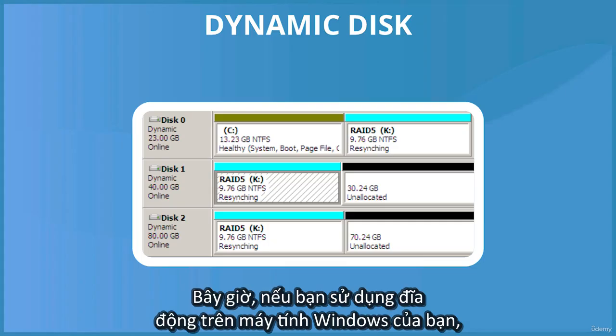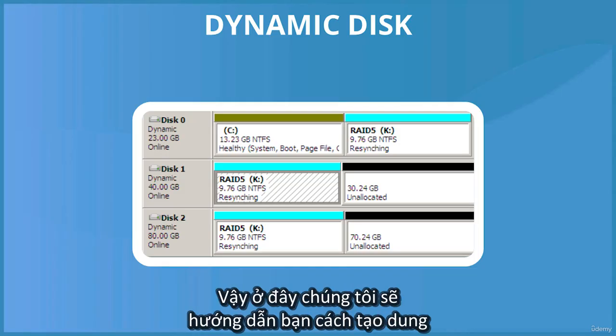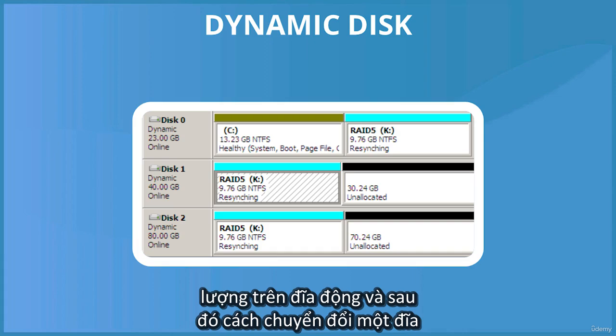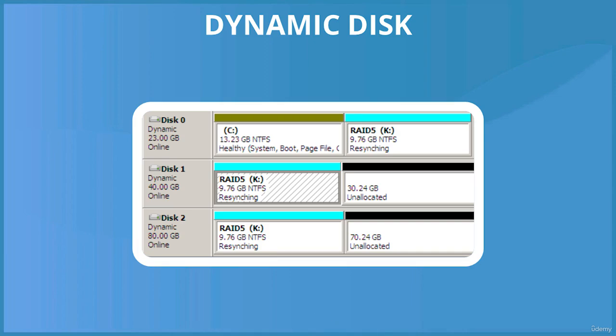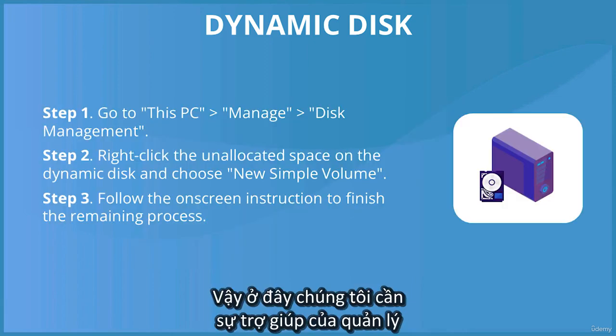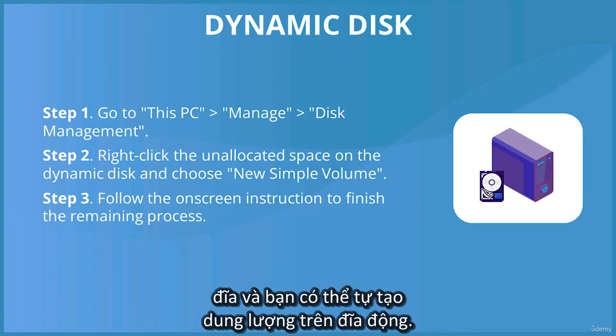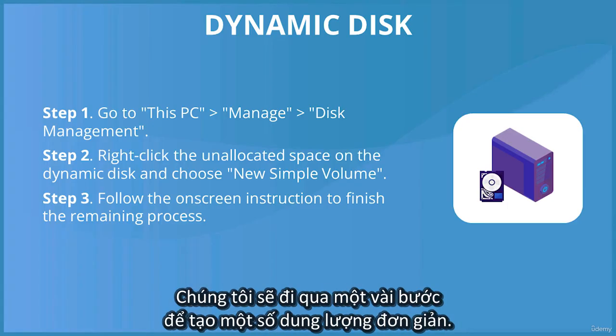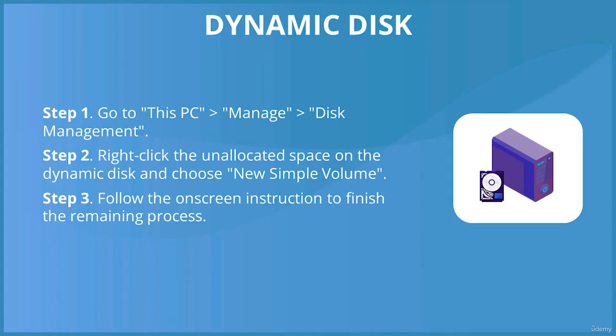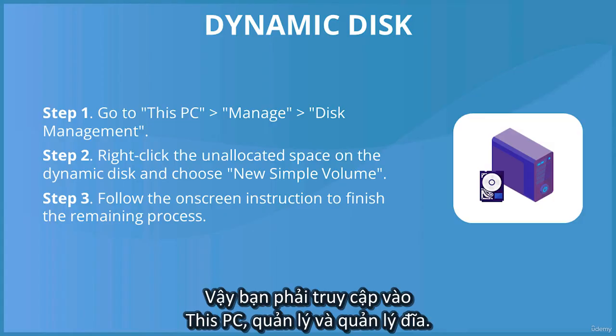Now, if you use dynamic disks on your Windows computer, you will inevitably need to manage or convert dynamic disks. So here we're going to show you how to create volumes on dynamic disks and then how to convert a dynamic disk. Here we need the help of Disk Management, and you can create volumes on dynamic disks all by yourself. We'll just go through a couple of steps to create some simple volumes. You go to This PC, Manage, and Disk Management.